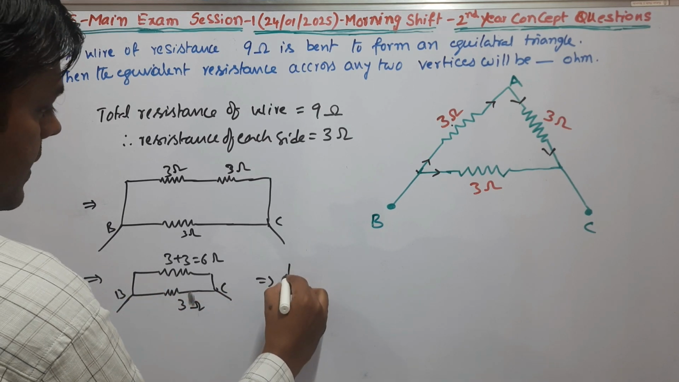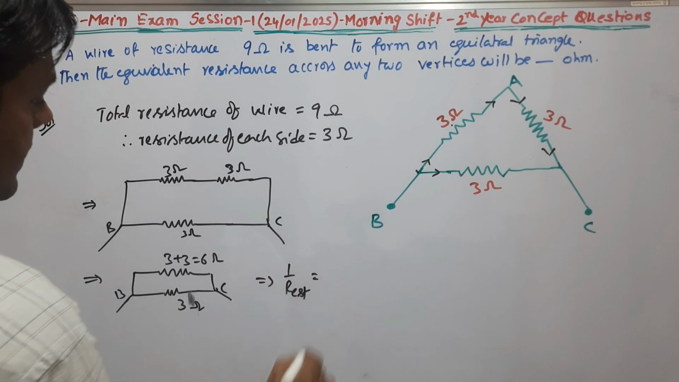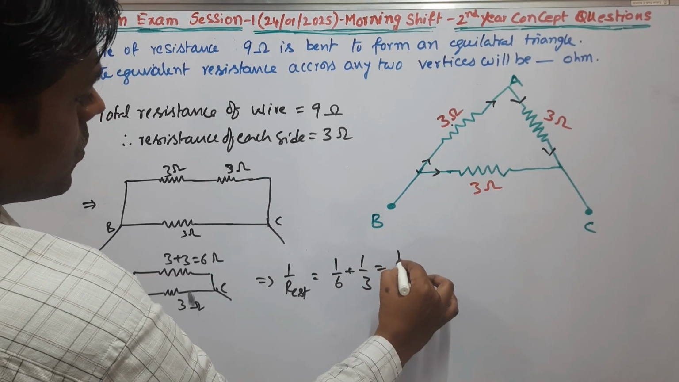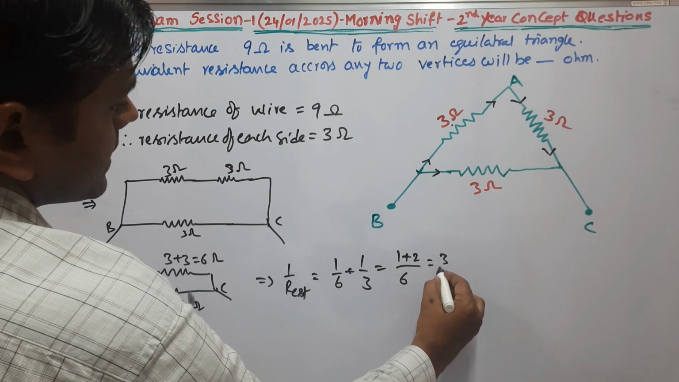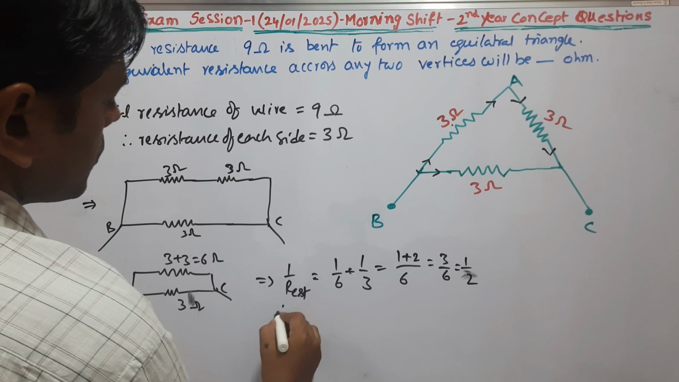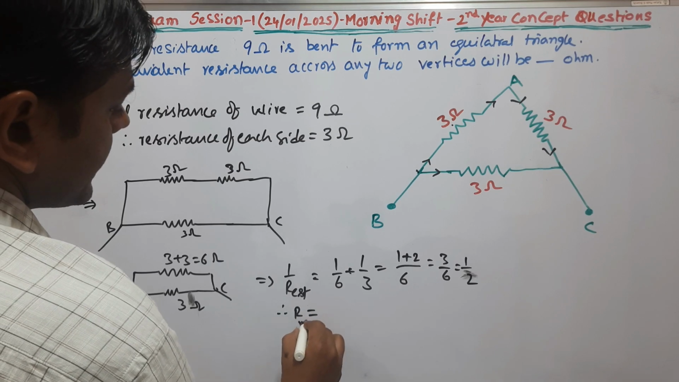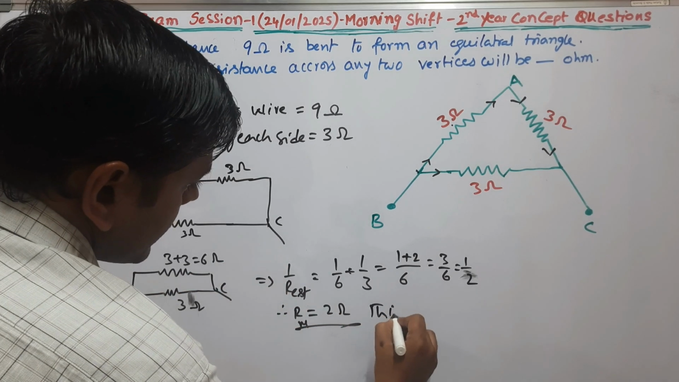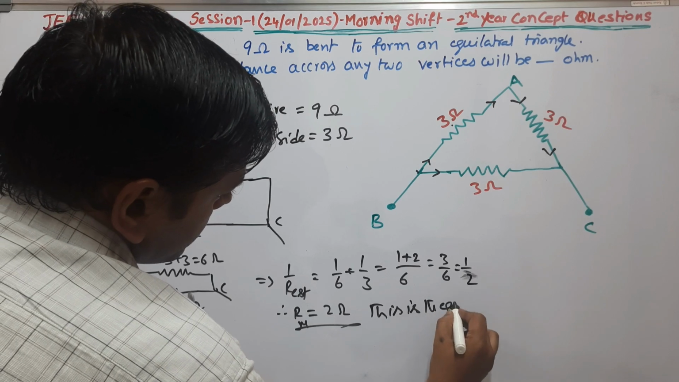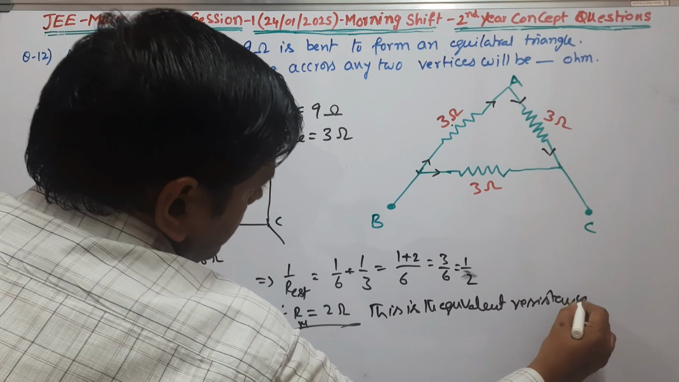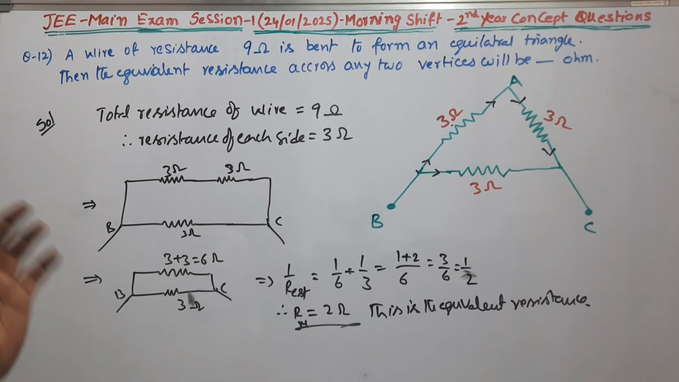Okay, that implies net resistance is equal to what, 1 by 6 plus 1 by 3, 6 is the LCM, 1 plus 2, that is 3 by 6 equal to 1 by 2. Therefore, R net is equal to 2 ohm. What does this show? Equivalent resistance is equal to 2 ohm. This is the equivalent resistance. Okay, right, that's it.